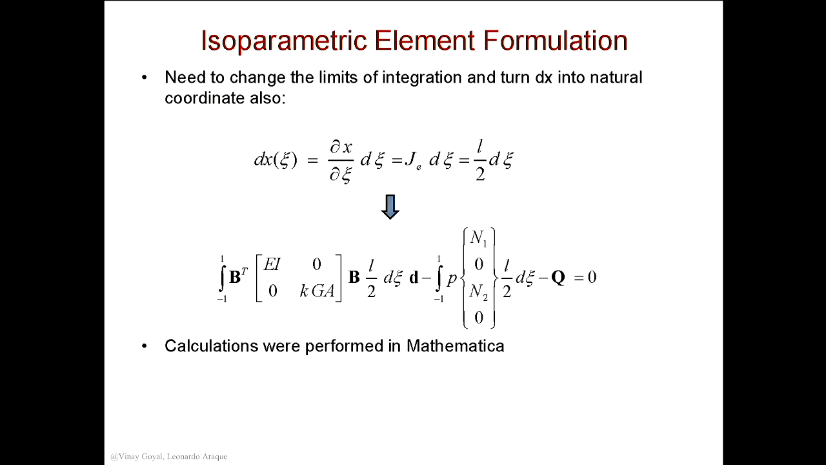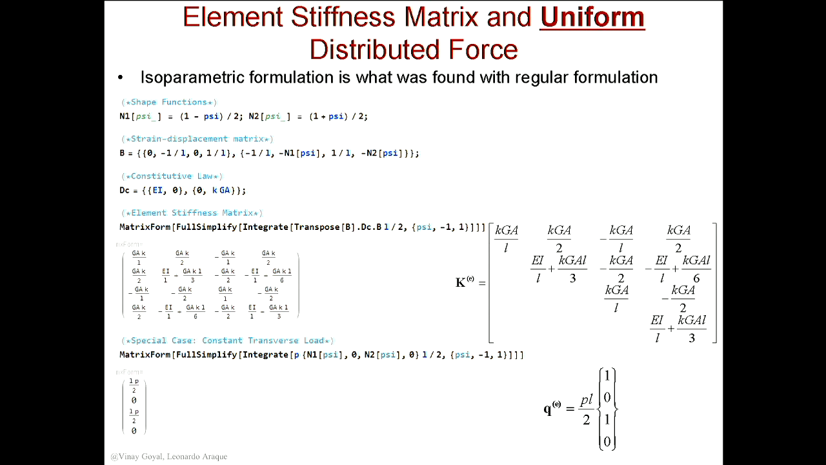Everything else stays the same, but now my integrals go from minus 1 to 1, just like that. The calculations, again, were performed in Mathematica. I specified n, so that n1 is 1 minus z divided by 2, n2 is 1 plus z divided by 2, and then I continued on and on, just like before. But my integrals go from minus 1 to 1.